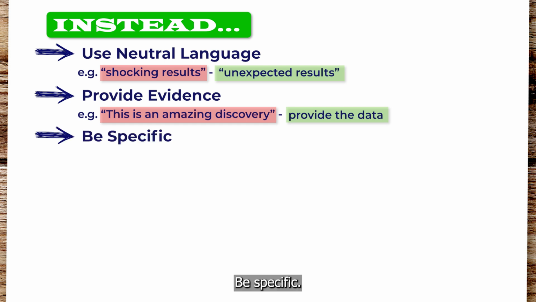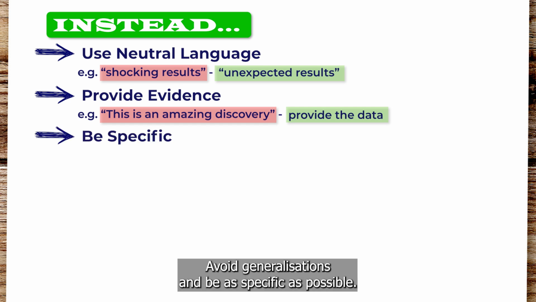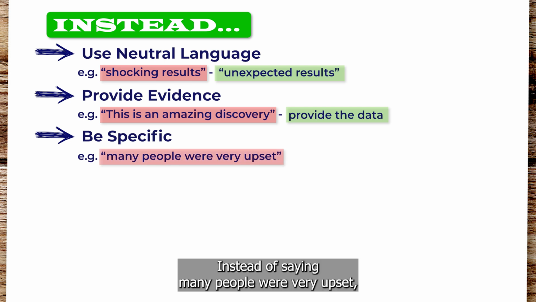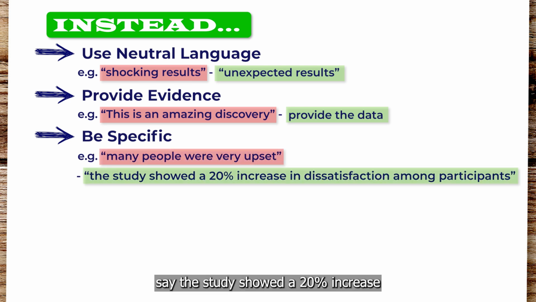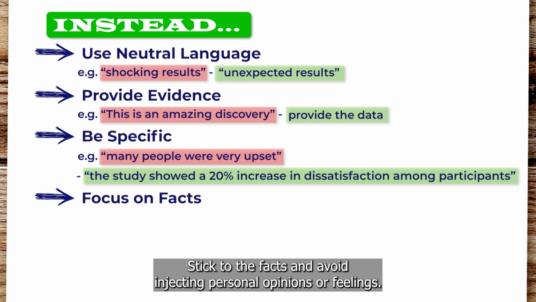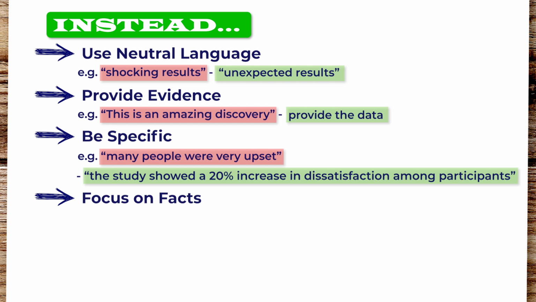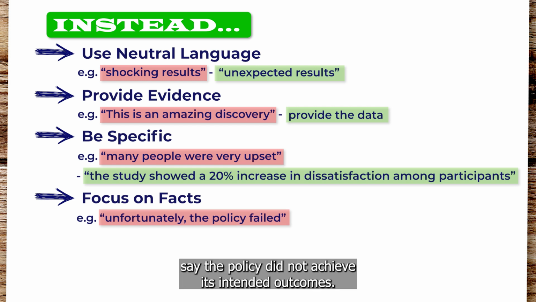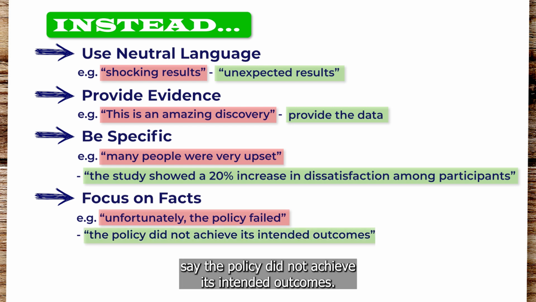Be specific. Avoid generalizations and be as specific as possible. Instead of saying, "Many people were very upset," say, "The study showed a 20% increase in dissatisfaction among participants." Focus on facts. Stick to the facts and avoid injecting personal opinions or feelings. Instead of saying, "Unfortunately, the policy failed," say, "The policy did not achieve its intended outcomes."